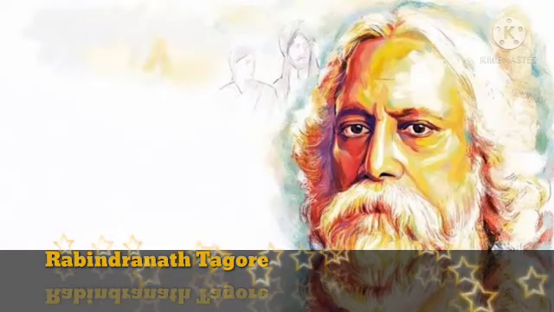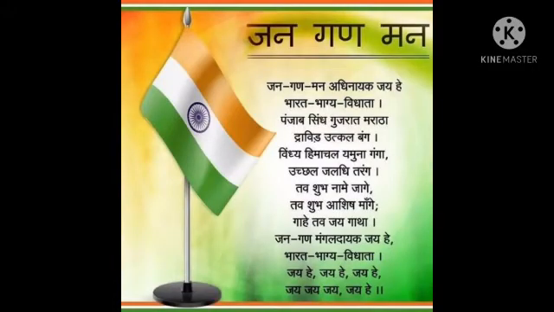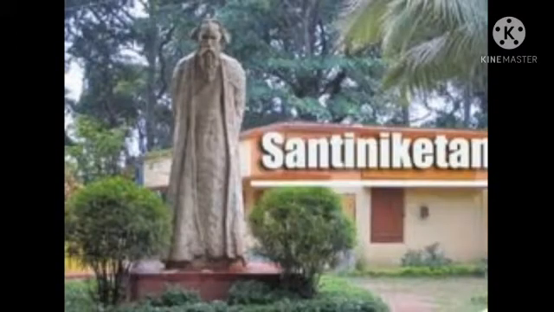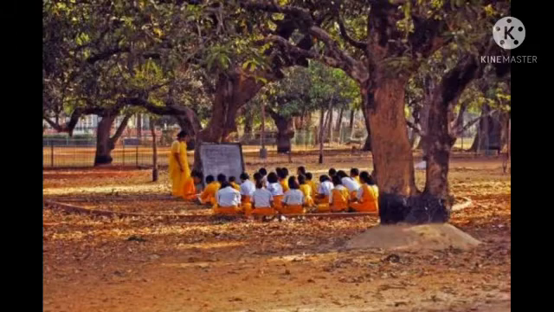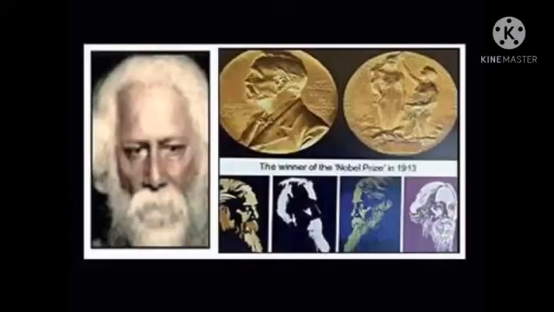Rabindranath Tagore wrote our national anthem, Jana Gana Mana. This person is Gurudev Rabindranath Tagore. He had also started a school in Bolpur in Bengal. The school name was Shantiniketan. Children loved the school very much because of its peaceful nature, no noise, no sounds of automobiles, only the sounds of chirping birds. He had also got the Nobel Prize in 1913.